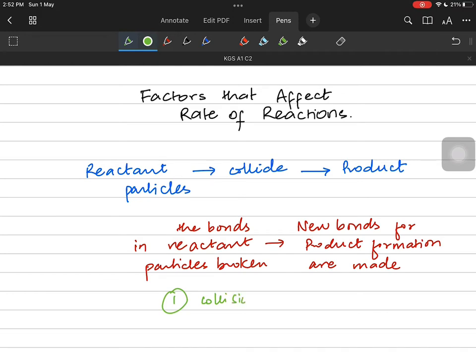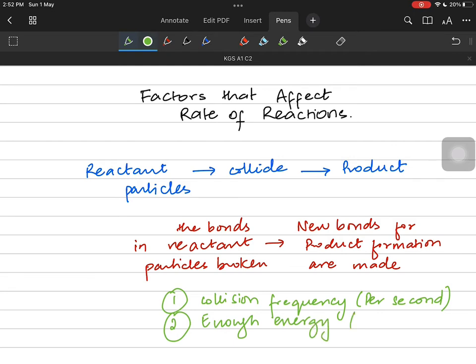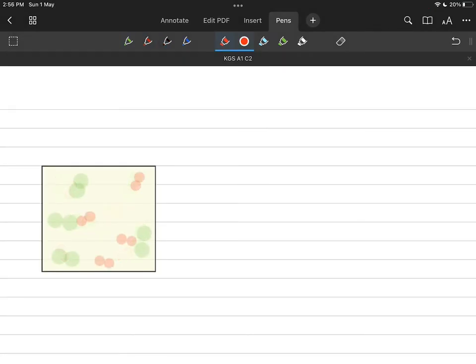The first thing for this to be achieved is that there has to be a collision between the reactants. We use the phrase collision frequency, which means the number of collisions per unit time, especially per unit second. The second is that the reactant particles should have enough energy. There's a threshold, a limit for that energy, and the energy should be higher than that limit. We call that limit activation energy. So just colliding is not enough, they should have energy higher than activation energy.